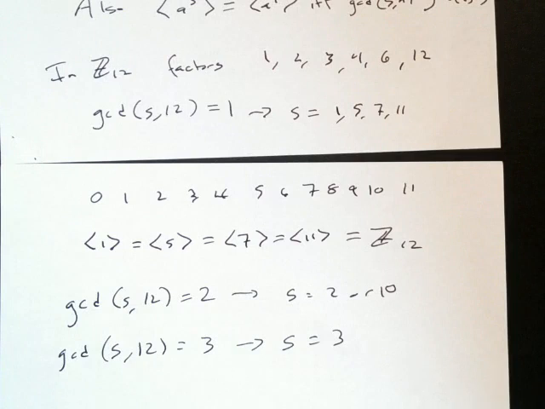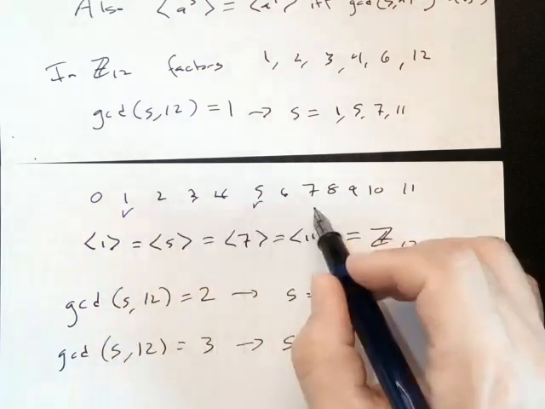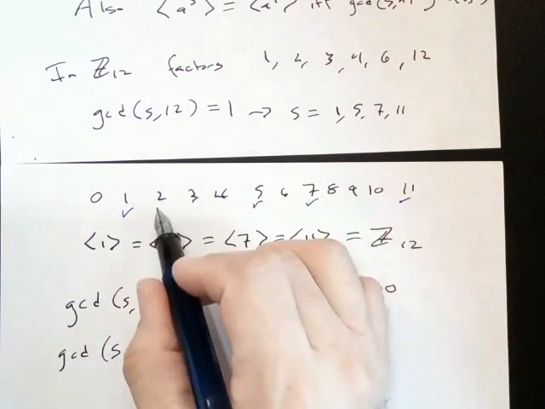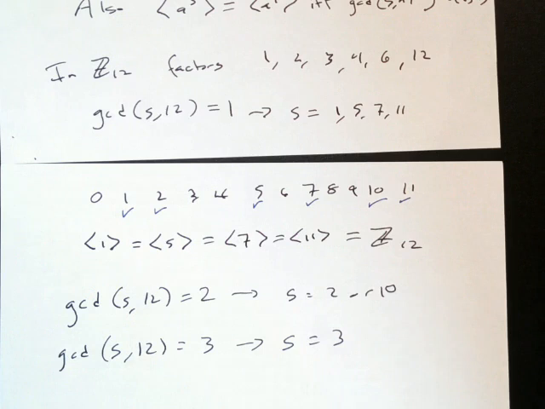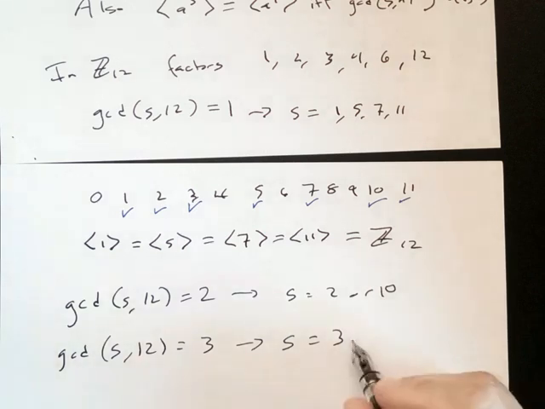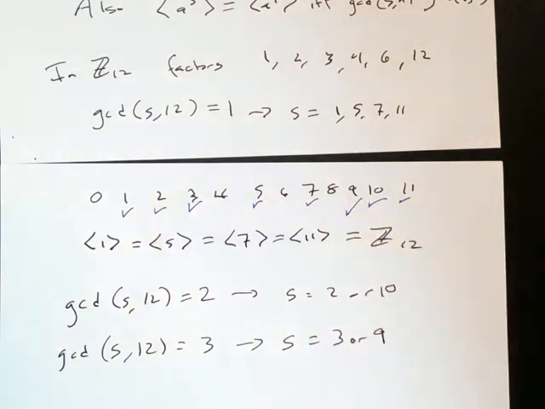I think it might be to our benefit to mark them off once we've got them. 1, 5, 7, 11, 2, and 10. Got 3. What unchecked thing also has the greatest common divisor of 3? 9. Okay. What's left are 0, 4, 6, and 8.